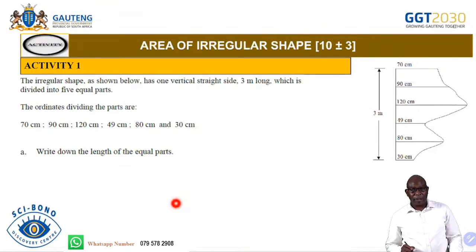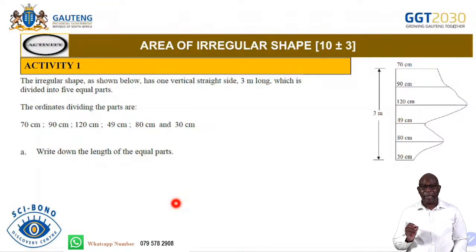Now, the last question that I'm going to do is on the irregular shape. So remember, irregular shape. It's the last but one question in paper 2, the last question being the measurement. This question comes every year, and we really need to work on it and get it right.